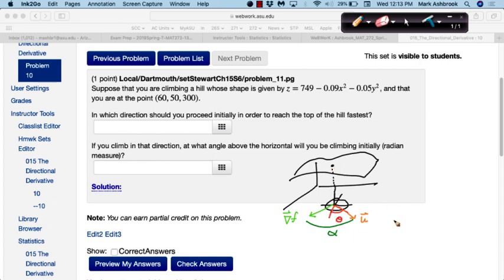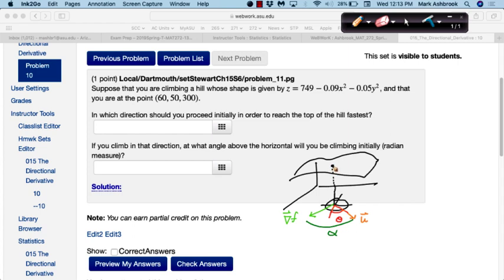So if this is the direction of max rate of change, say going this way, doesn't look like it how I've drawn it, but for our purposes that's fine. What angle are they talking about? What angle above horizontal will you be climbing initially? Is that alpha or theta? I have a vote for theta. It's a trick question. Is it alpha or theta? Neither, right? It's talking about a third angle.